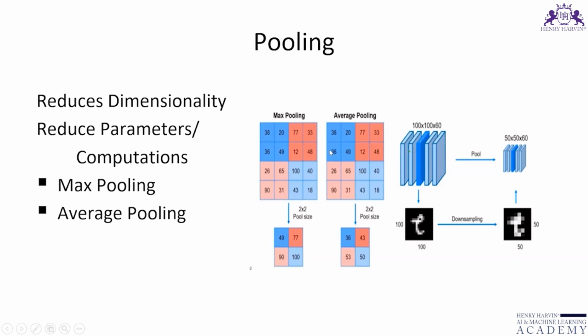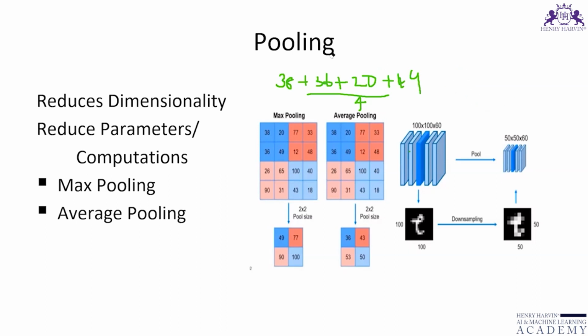So in average pooling, what do we do? 38 plus 20 plus 36 plus 49 divided by 4. Let me do that. 38 plus 20, 58, 68, 78, 88, 104, 144, 153, right? Let us try to do this. You can find the average for every case now. So actually we are getting it as 143, right?